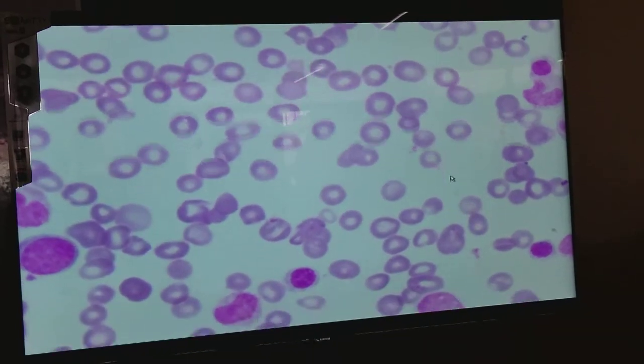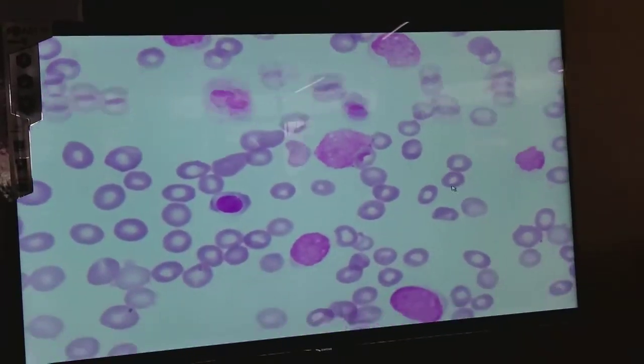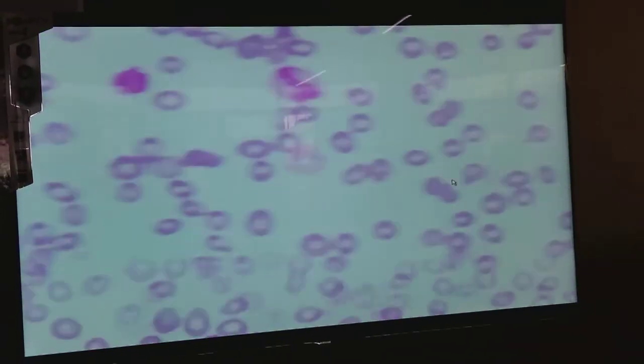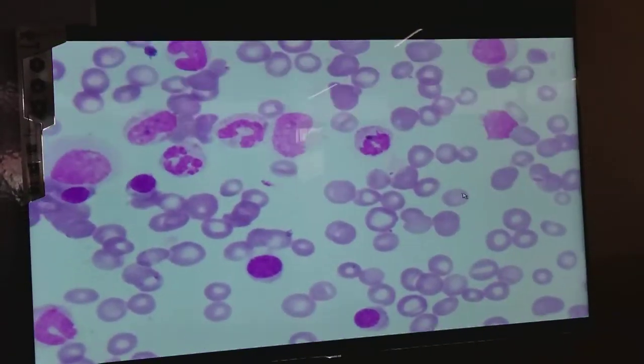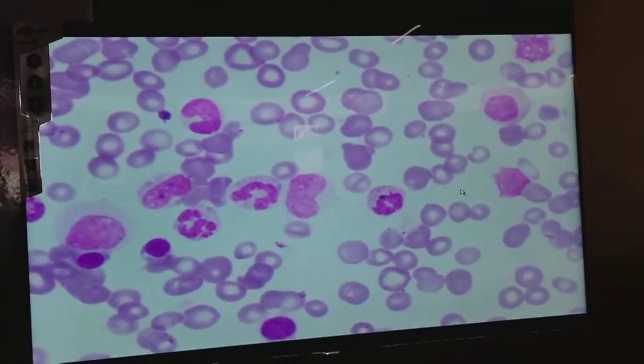To identify the cells in the myeloid series, you will need to look at the granules in the cytoplasm and the shape of the nucleus. Now, for the erythroid series.